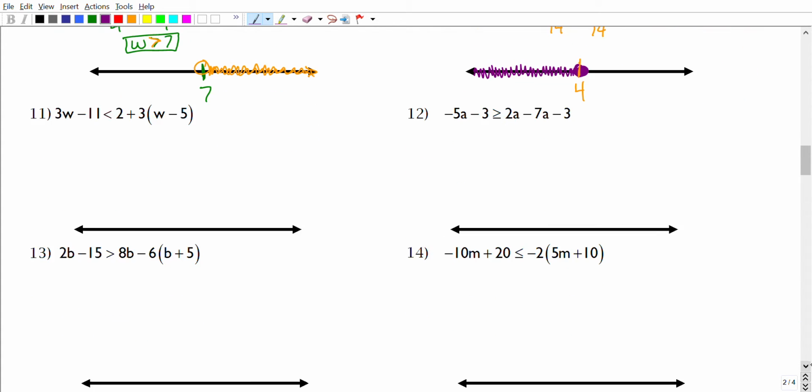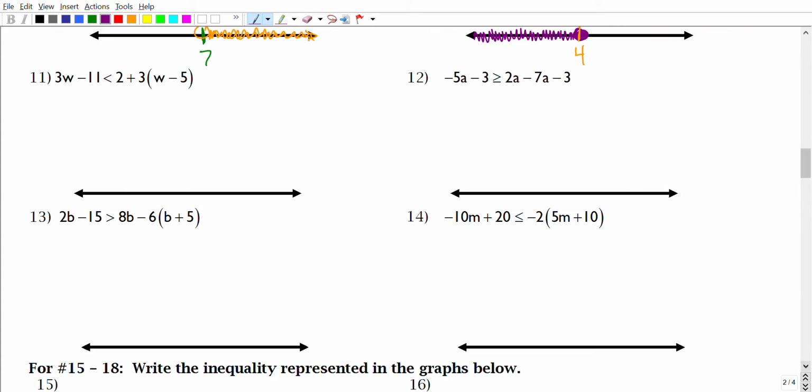Now I can tell you right away that this is going to be a little bit of a special case, but let's identify why. Why is that true? Okay. Let's go ahead and, just like before, we see a parentheses, so we get 3w minus 11 is less than 2 plus 3w minus 15. Can I combine any like terms? Yes, I can. I can combine those two. So what do I get? I get 3w minus 11 is less than, I'm actually going to put the 3w first, and then 2 minus 15 is a negative 13.